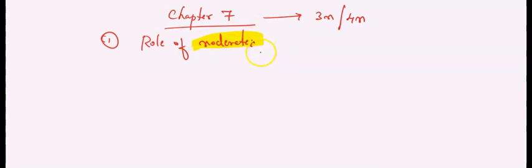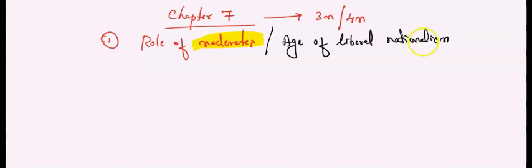Sometimes they can ask you the question like this: explain the age of liberal nationalism. Or they may ask, briefly explain the first 20 years of Indian National Congress. But mostly they won't ask that. If they have to ask, they will ask only these two: explain the role of moderates or explain the age of liberal nationalism. Both are one and the same.